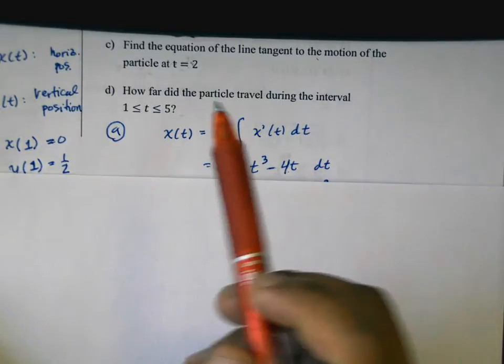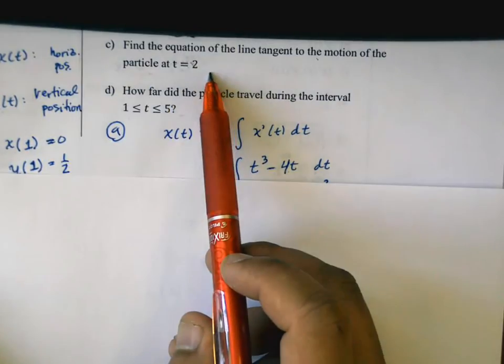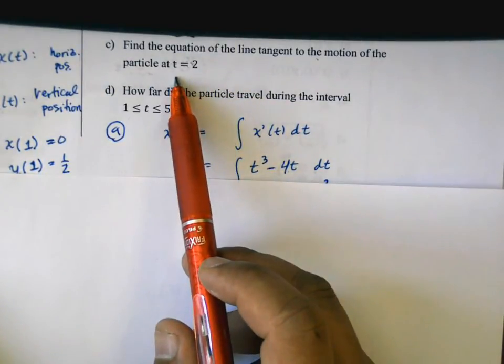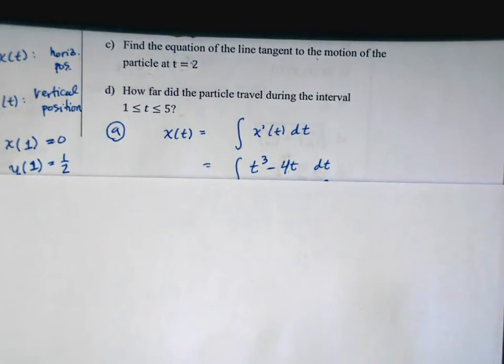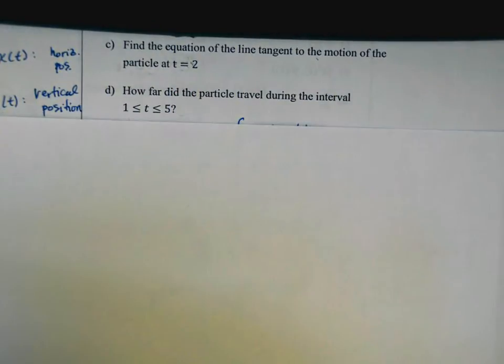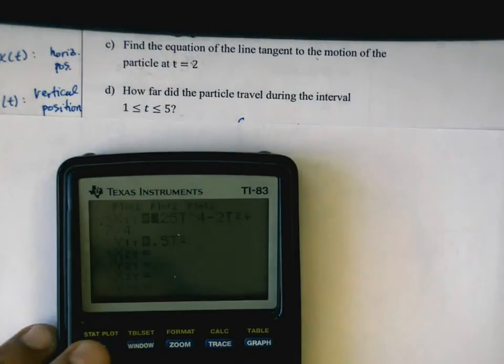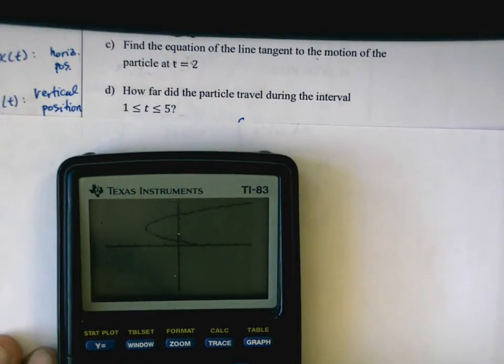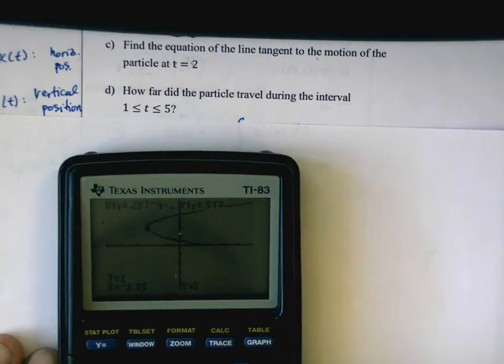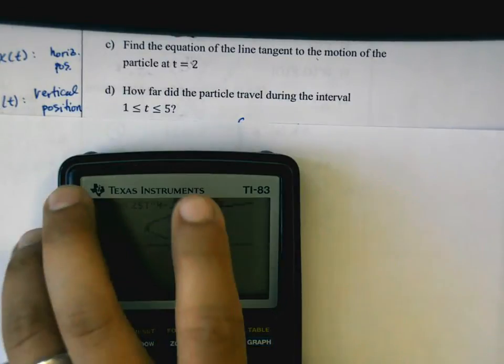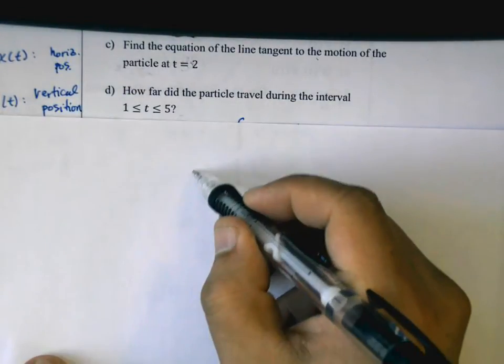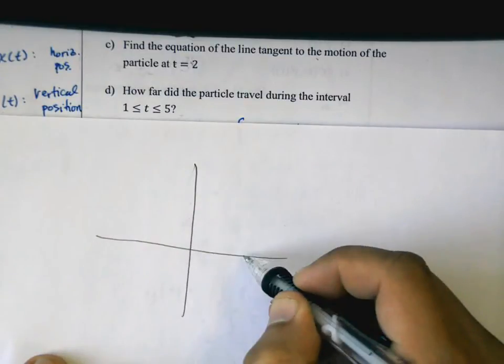Okay, so part C asks of us, find the equation of the line tangent to the motion of the particle at t equals 2. So for your convenience and just to help you visualize, I've graphed this right here in my calculator. And we can see that when t is equal to 2, the point is right there. Okay. Now what we want to do is find what is the equation of that line, or the line that's tangent to the motion. So very rough sketch here.